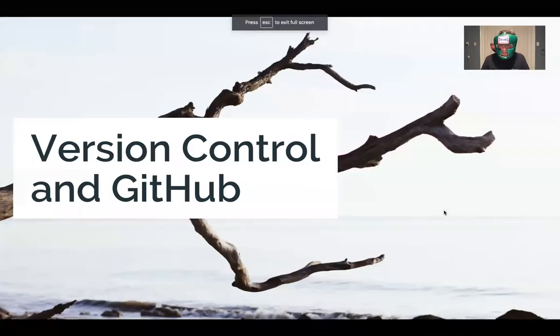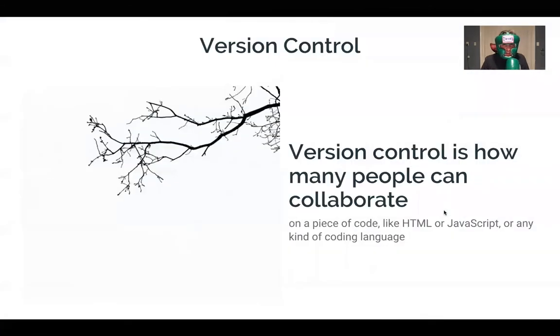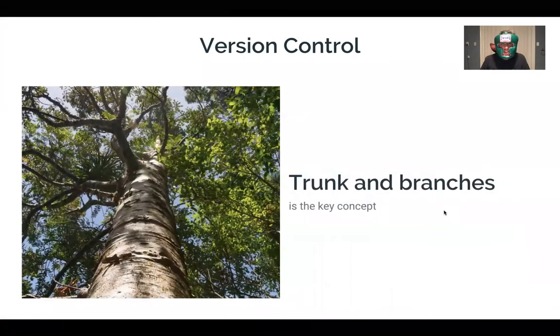Now, before we talk about GitHub Pages, let's talk about version control for a second. So let's talk about version control in GitHub. Version control is how many people can collaborate on a piece of code, like some HTML or JavaScript or any kind of coding language.